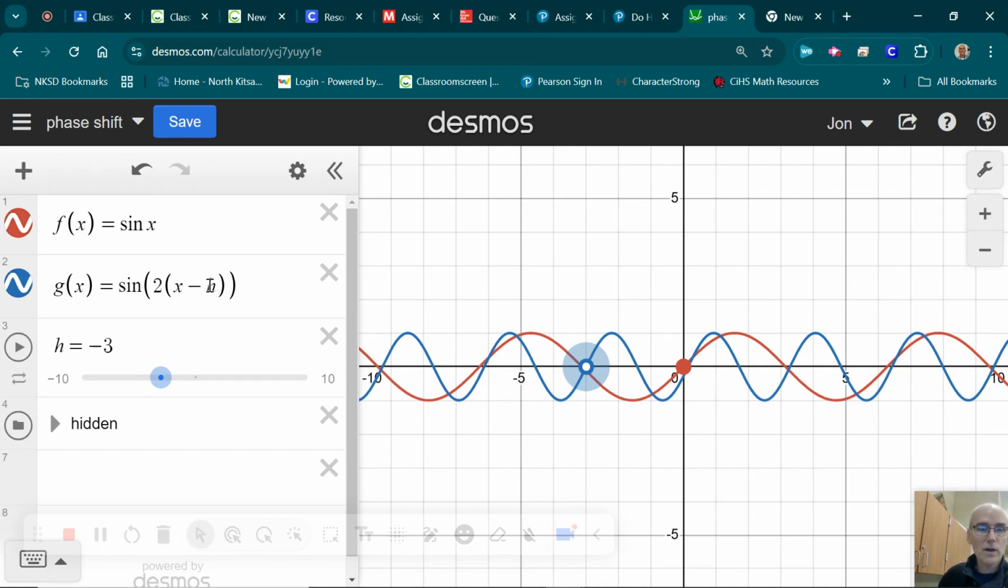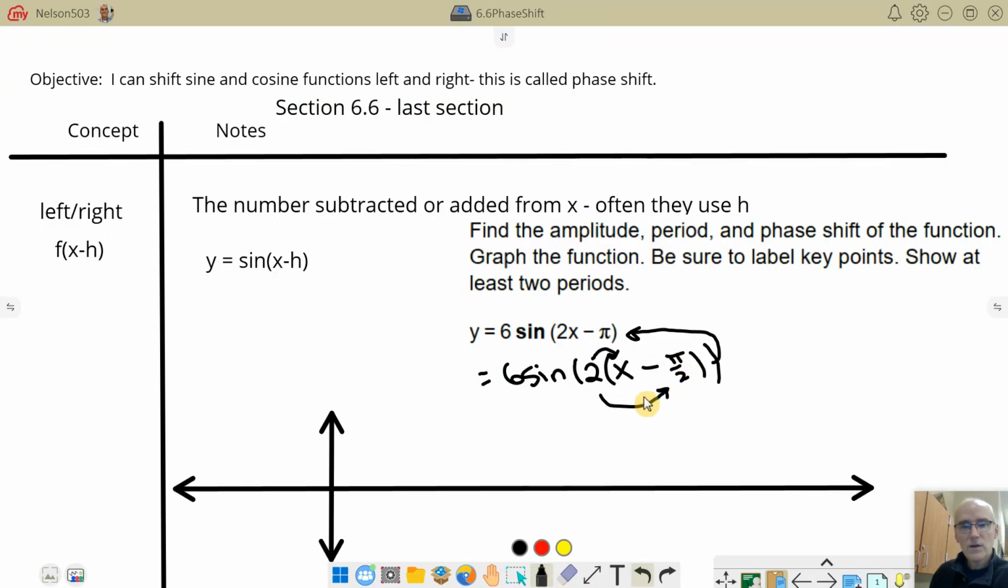So if you saw x plus 3, the starting point has been moved 3 to the left, okay? So because I see a minus pi halves, normally the sine function starts there, I'm going to move it over here a little ways. Okay, so I'm going to move it to the right by pi halves.